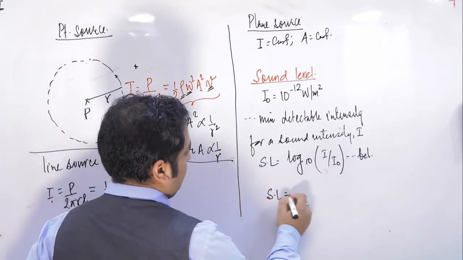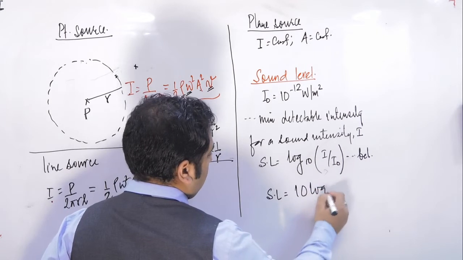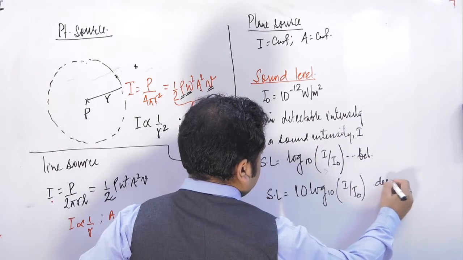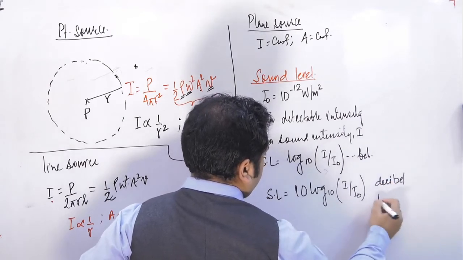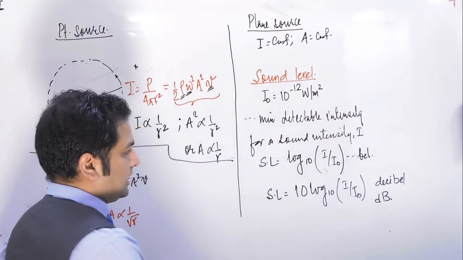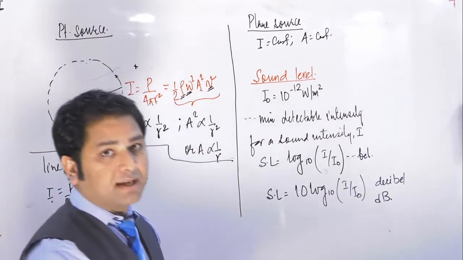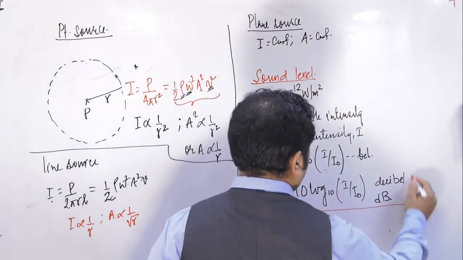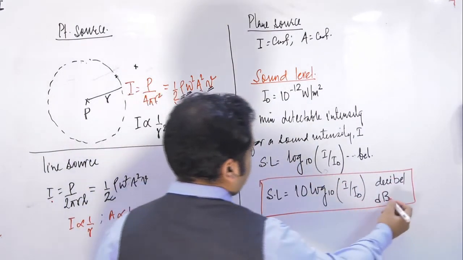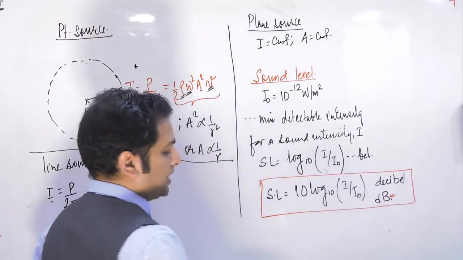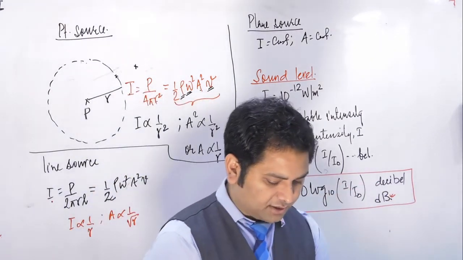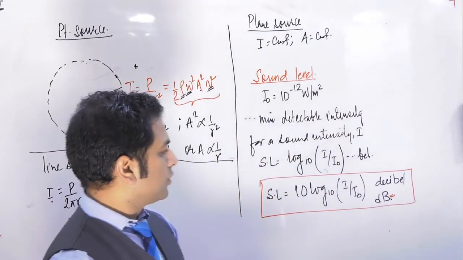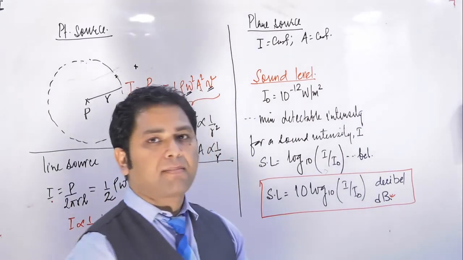So the sound level is 10 log 10 of I by I naught decibel, and it will have a symbol of small d, capital B. Small d because milli, centi, deci, kilo, everything will be written in small, and it's named after a scientist, so that will get the capital letter. Though in this sort of exam you have no interest in this, it's always better to know this sort of convention.